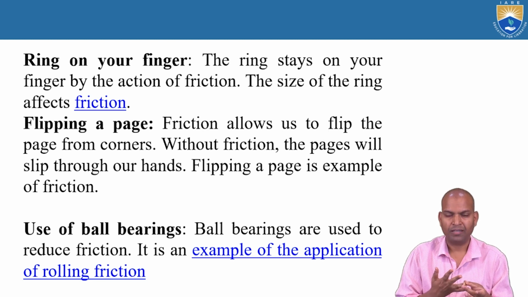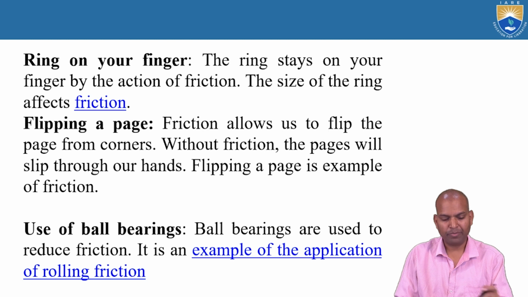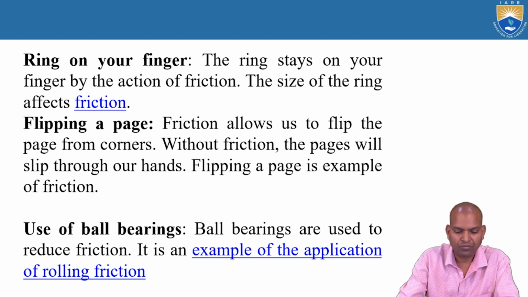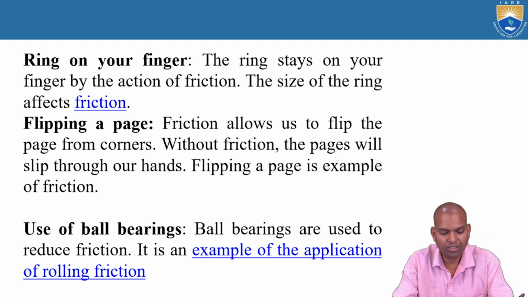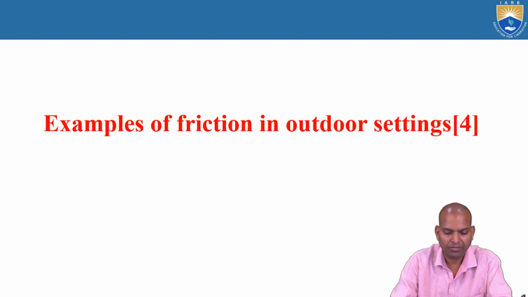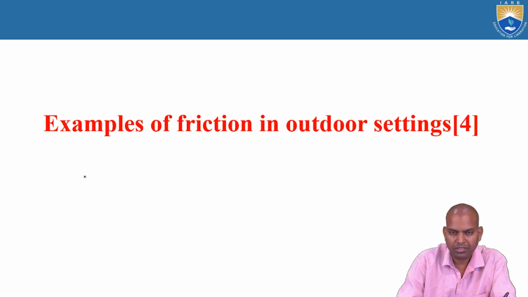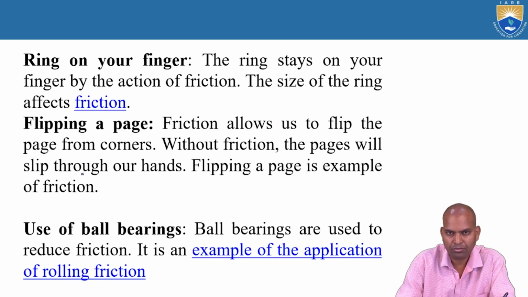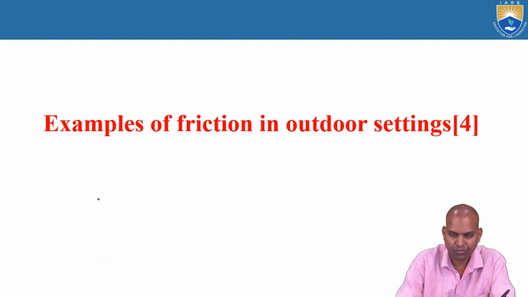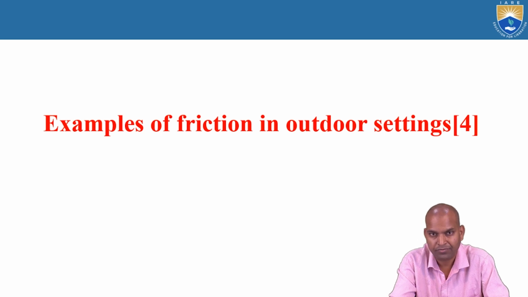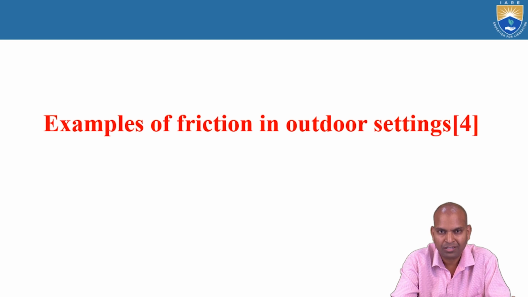Otherwise, it slips down. Okay, next, one more with the ball bearings. The ball bearings are used to reduce the friction. Okay, it is an example of rolling friction. So far we covered the friction examples related to the daily home environment, daily usages, how you are going to use. That means you can understand friction is our life. We are already applying the friction concepts in our daily life.